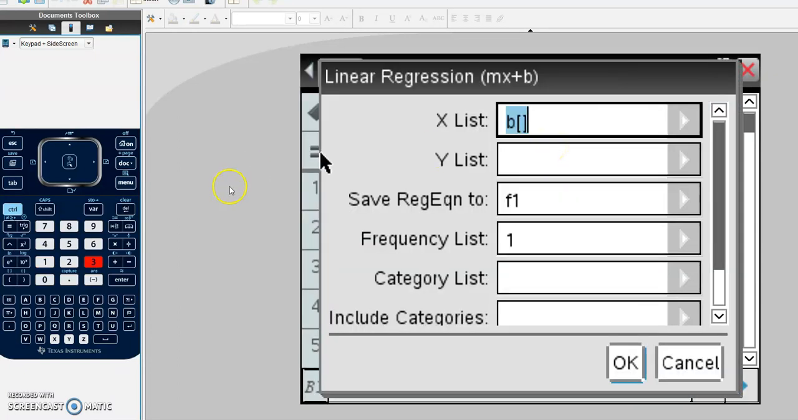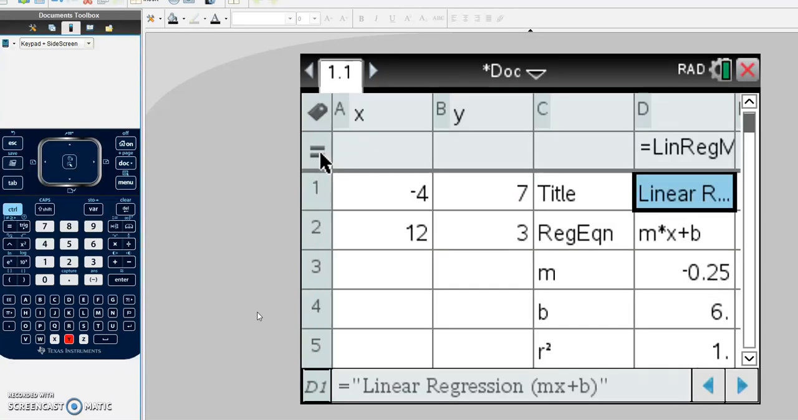And then for my X list, remember I need to type an X, arrow down, type a Y for the Y list, arrow down and hit enter. And I can see right here that I have, here's my slope, my m, and that's going to equal a negative 0.25, and my y-intercept is going to equal a +6.